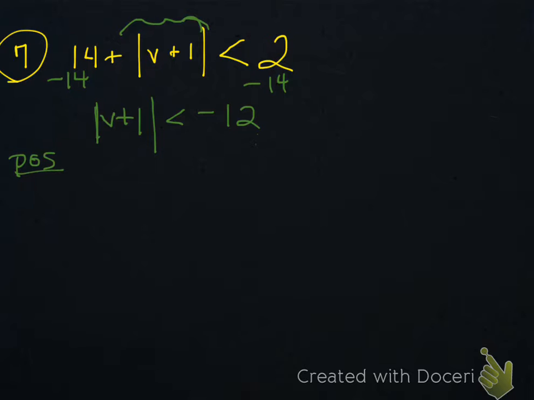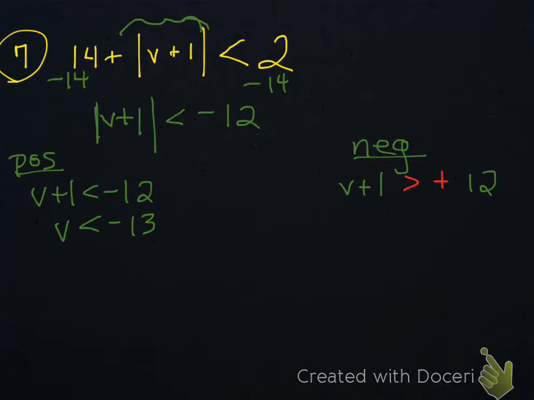So we're going to have our positive case and our negative case. Positive case, remember we write it exactly how we see it. So we're going to have a v plus 1 less than negative 12. No big deal. Negative case, you still have that v plus 1, only now, remember, we have to switch our symbol, change direction, so it's going to be a greater than, and that 12 is going to be a positive. We change the sign of it. Now we can solve. So we got to subtract the 1 to get it to the other side. So for my positive case, I have v less than negative 13. And for my negative case, I'm going to have v greater than 11.